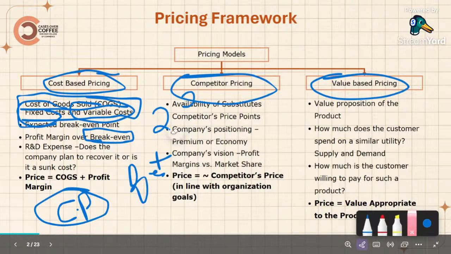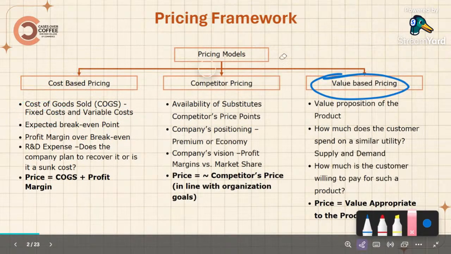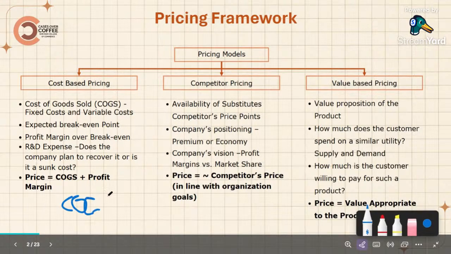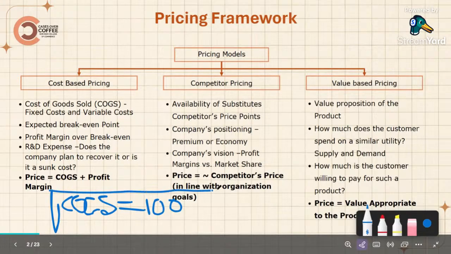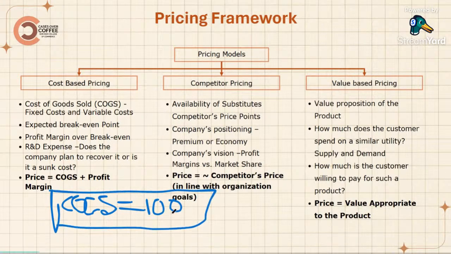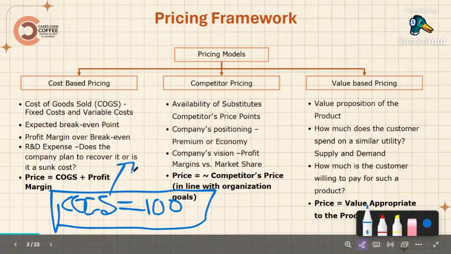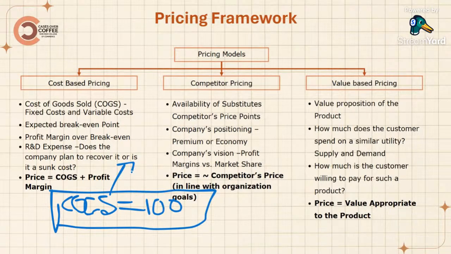For example, let's say the cost of production, the entire cost of goods sold, including the entire supply chain, is 100. Then what is the price at which the company should sell the product? In this case, what we will be taking into consideration is the margin that the company wants to have on the specific product.